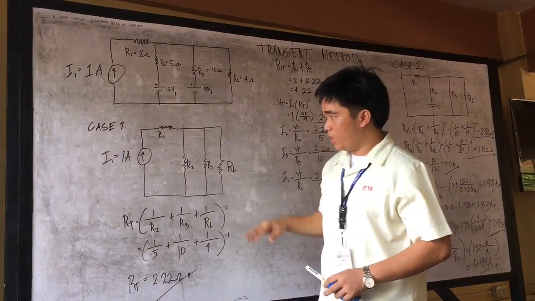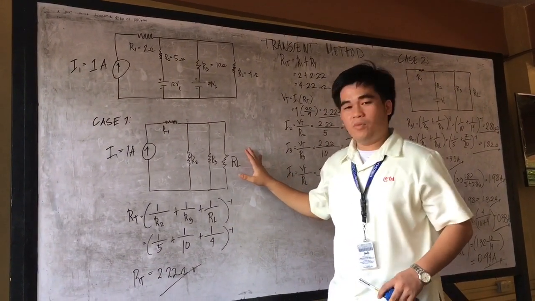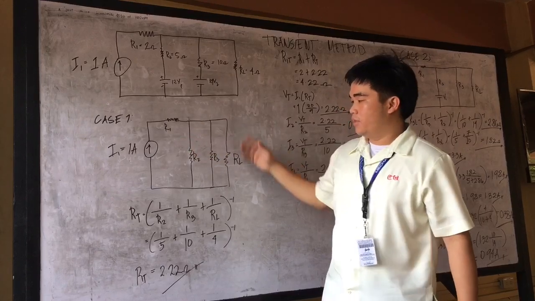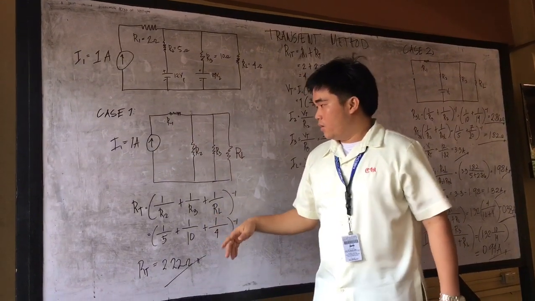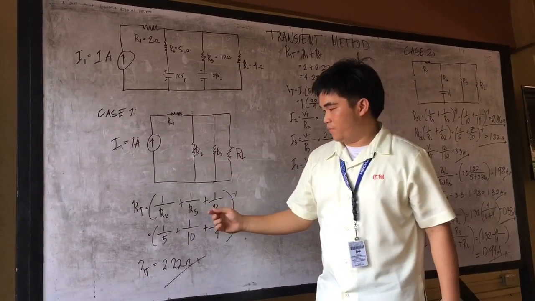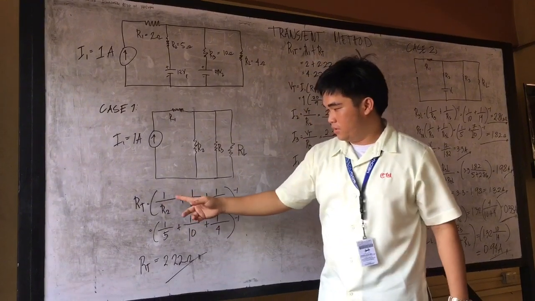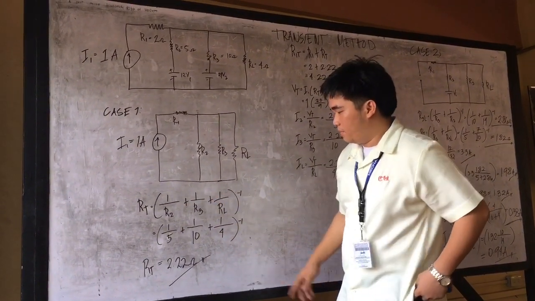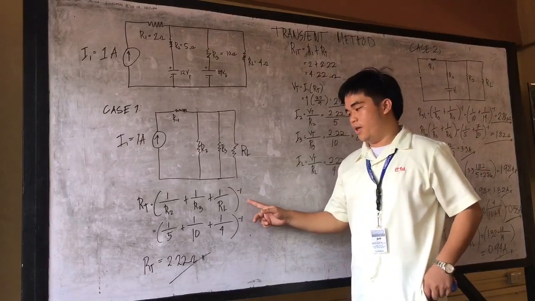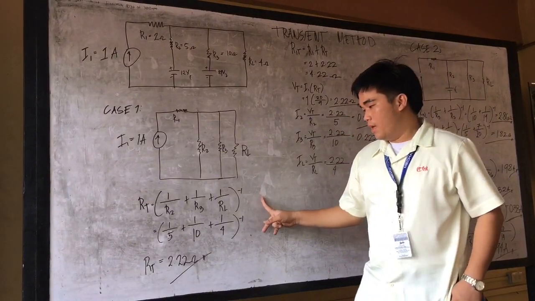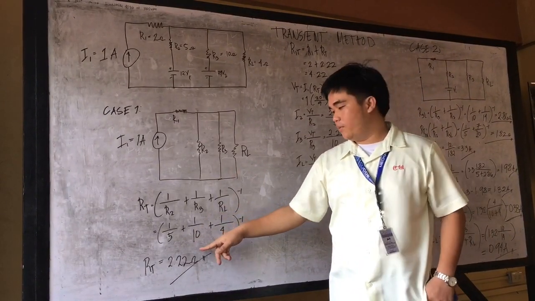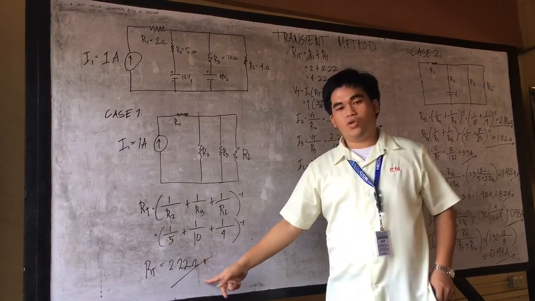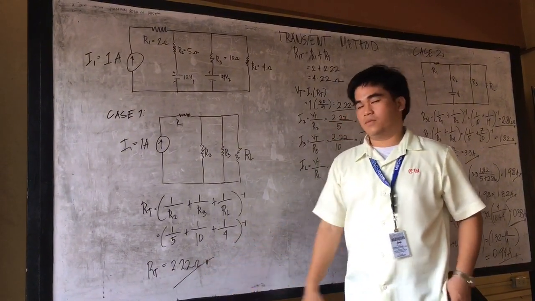So in case 1, we have to remove the voltage V sub 2. So we have this diagram. The solution is we have this formula, the R total equals 1 over R2 plus 1 over R3 plus 1 over RL, with the exponent negative 1. So substituting the given, we have the total resistance of 2.22 ohms.